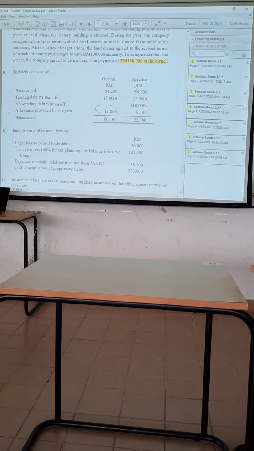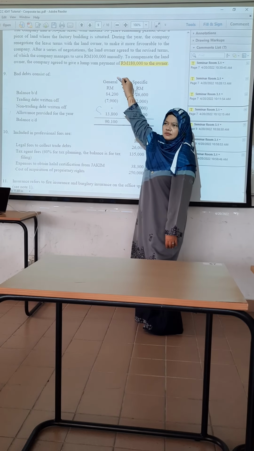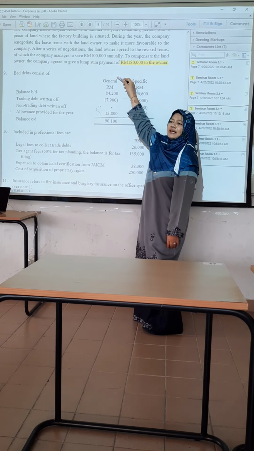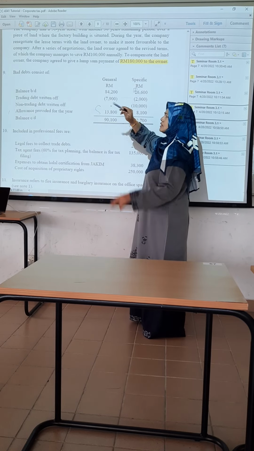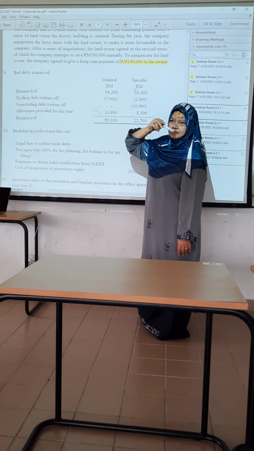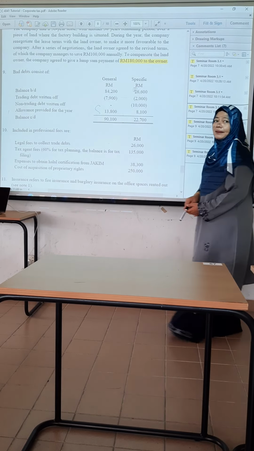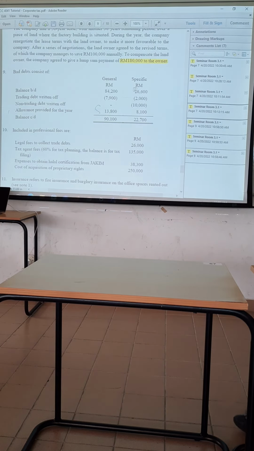Okay, for bad debts, it's easier. Very easy. It's a bonus whenever you have bad debt provisioning. So anything general is not allowed. But which is the amount that is not allowed? There are two ways for you to do it. The first one, you compare the opening balance and the closing balance. In this case, is there an increase or decrease?